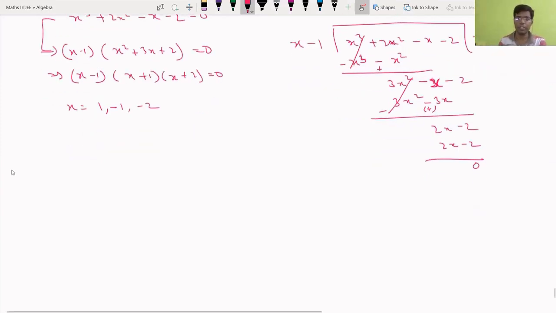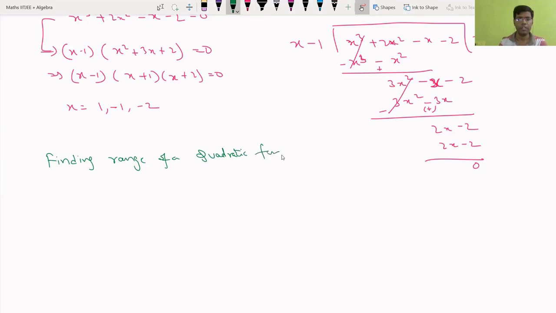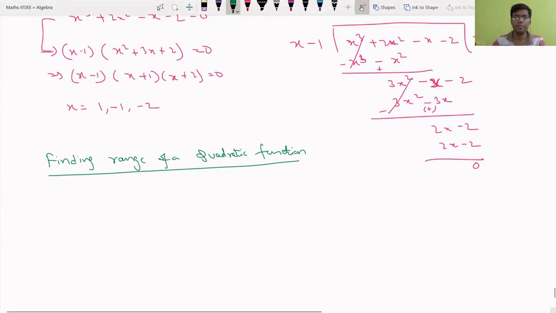So the next topic is finding the range of a quadratic. Suppose we are given a quadratic function, so we need to find the range. So let's take an example.